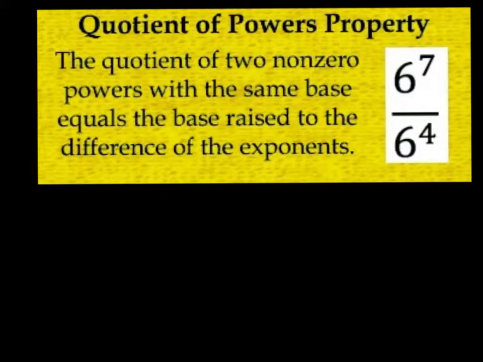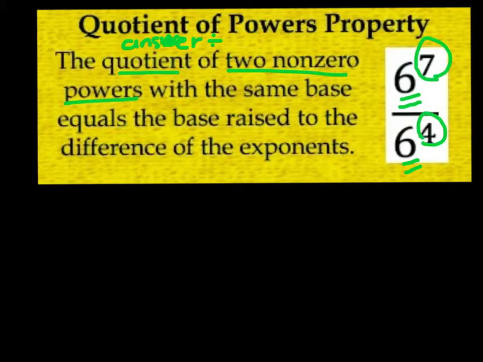The quotient of two non-zero powers with the same base equals the base raised to the difference of the exponents. So in this case, here is our base, it's 6, and we have it in two places. So the quotient, the answer, of a division problem of two non-zero powers, so two exponents that cannot be zero, we have 7 and 4, with the same base, in this case 6, equals the base, 6, raised to the difference of the exponents. So difference is subtraction.